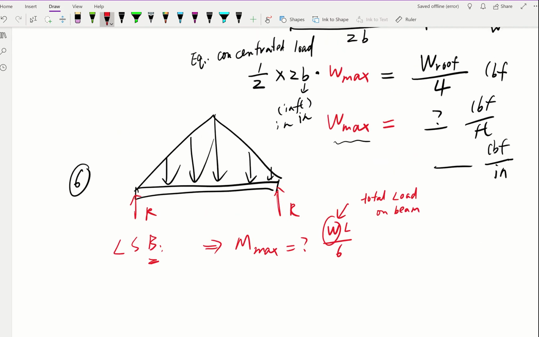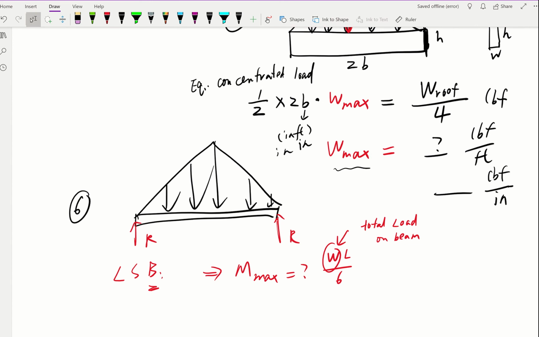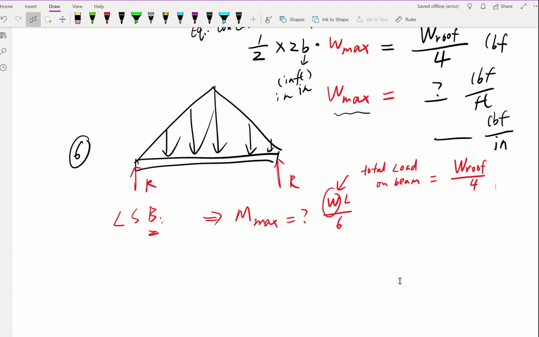Total load on the beam is going to be equal to what? For this situation, it's going to be the entire roof load divided by 4 joists. That's going to be the total load on this one joist beam. Okay. So knowing that, we can solve this maximum bending.